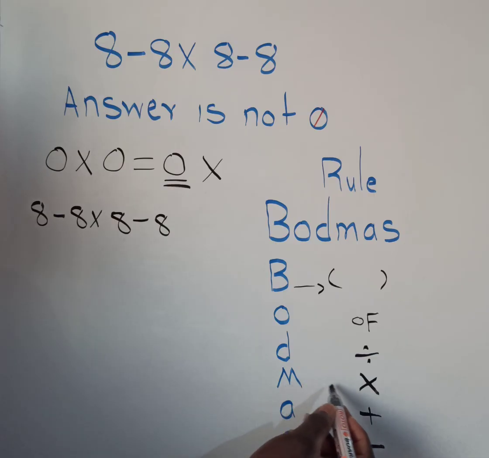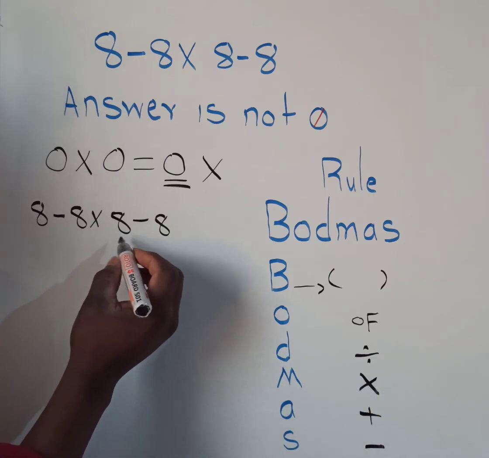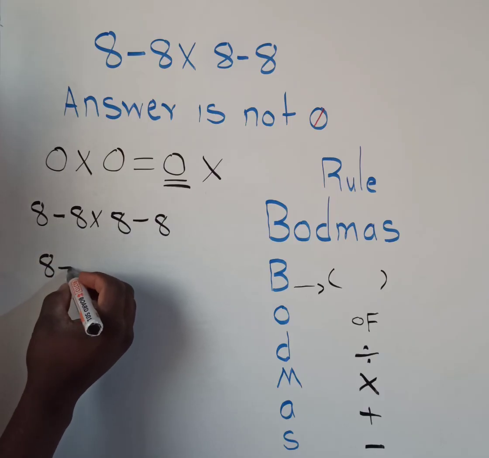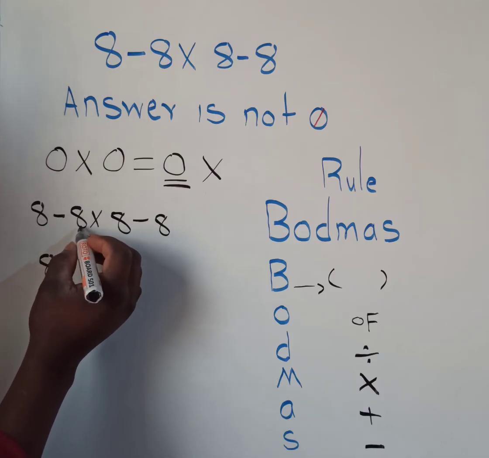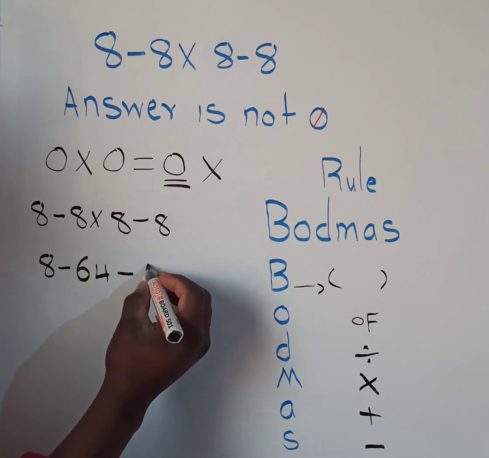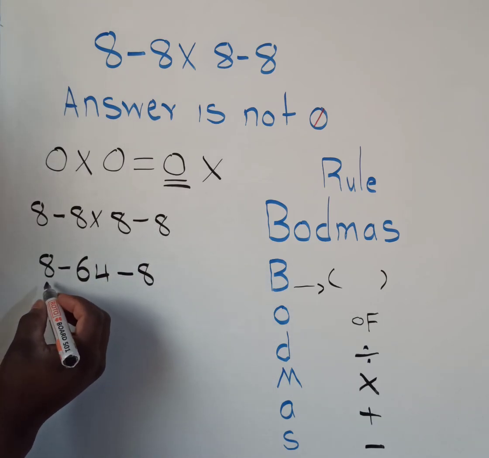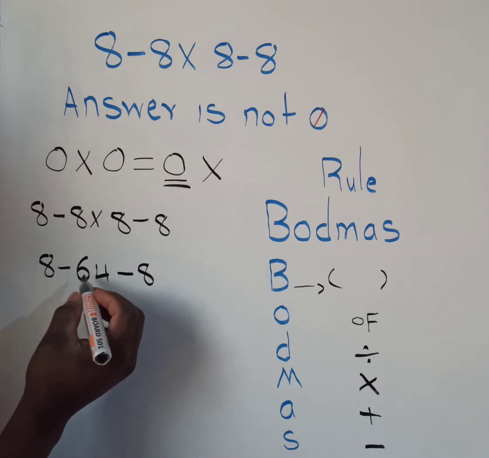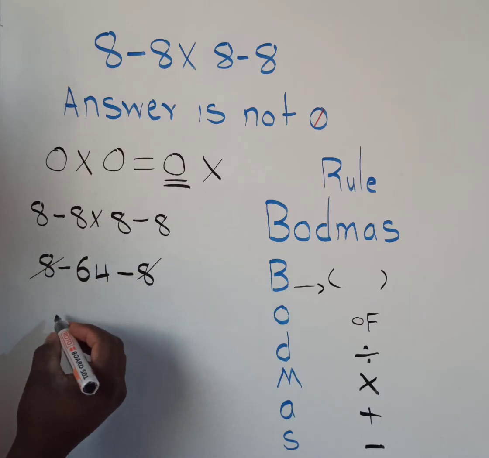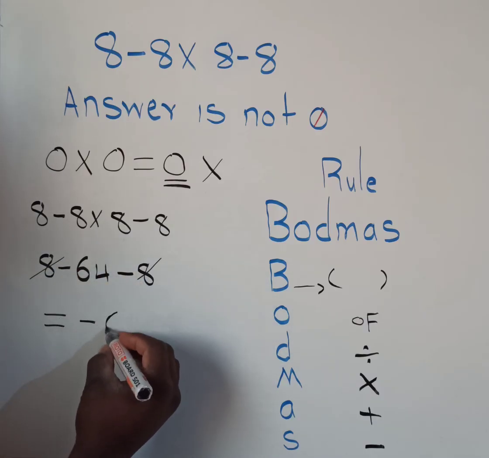Then we have here a multiplication. So we have to first deal with multiplication. So here we write 8 as it is. Then we have to put minus. Here we have the multiplication sign. 8 times 8, which is 64. Therefore, we put here negative, right? So we have here positive, and this is negative. Positive and negative, they will cancel themselves. So the answer here is equal to negative 64.